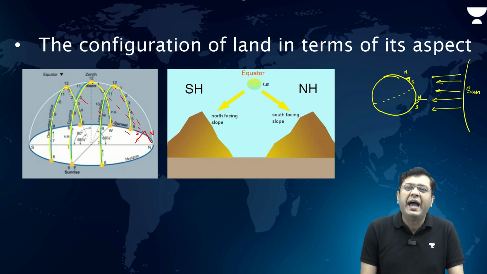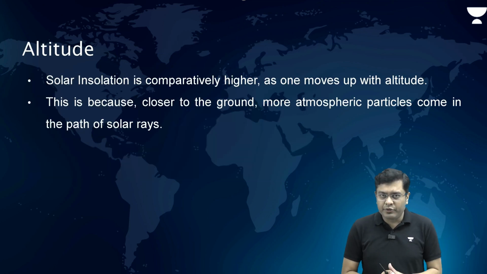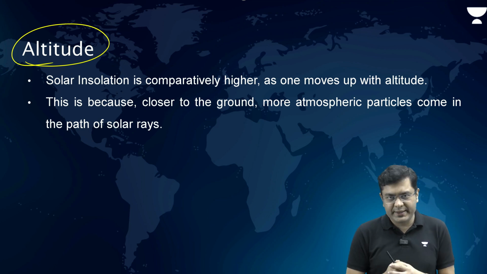And so is the case with the Alpine mountains also. In the case of the Alps also, you will observe that it is always the southern face of the Alps which has a more moderate temperature range, where it becomes much more habitable. Then the last factor which ends up influencing solar insolation is the factor of altitude, that is height.